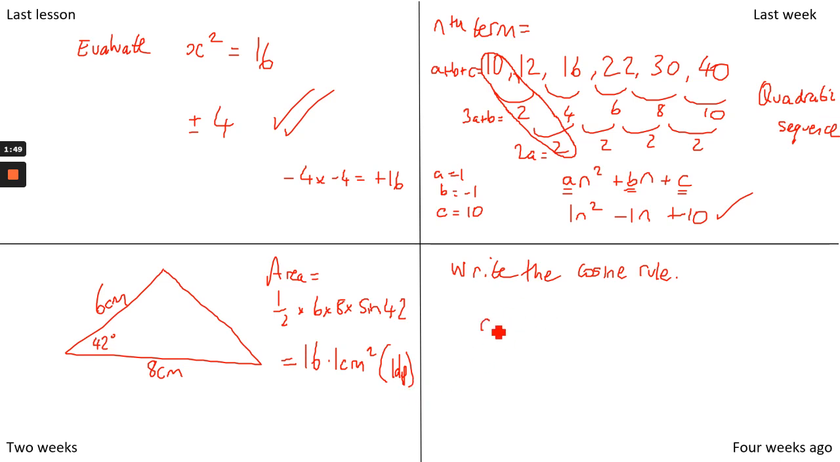And the cosine rule: a squared equals b squared plus c squared minus 2bc cos capital A. Okay, so well done if you managed to get that.